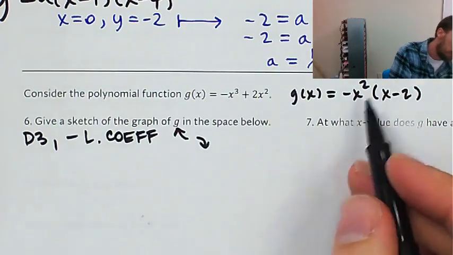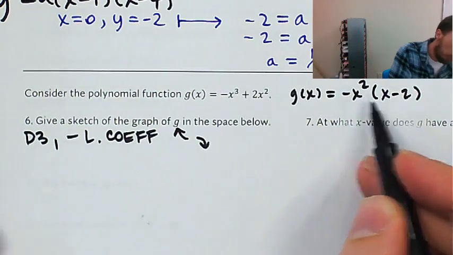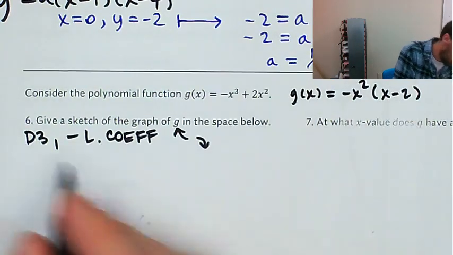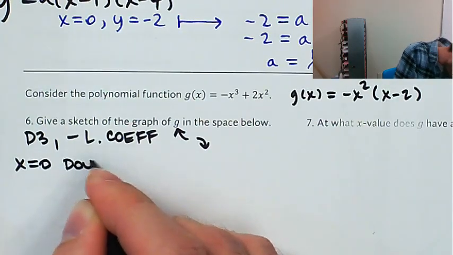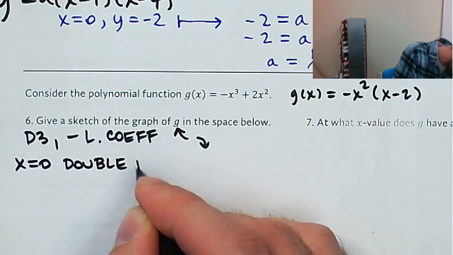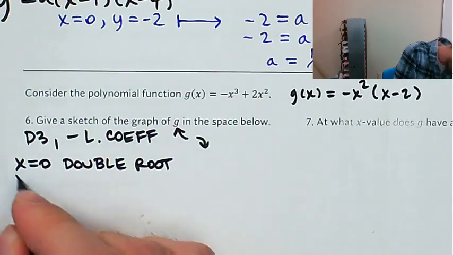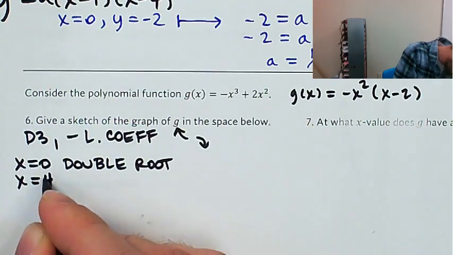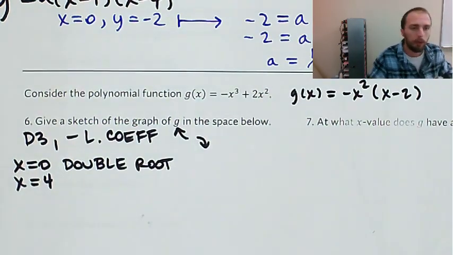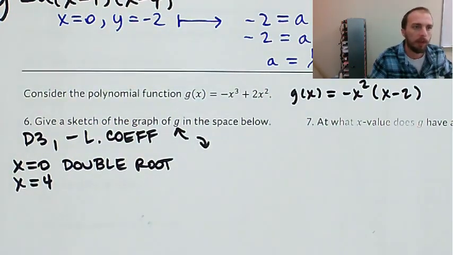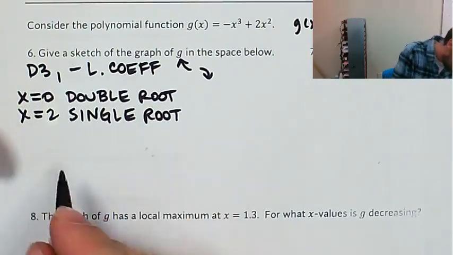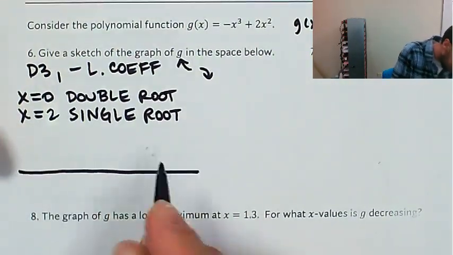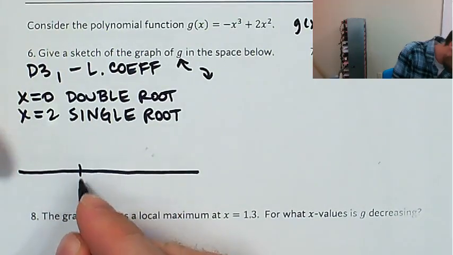So now I think about my zeros. That's at x equals 0, which is a double root, and x equals 2, which is a single root. Not 4, that's definitely 2. I can fix that. And so I'm going to go in here and write myself an x-axis and label it with 0 and 2.